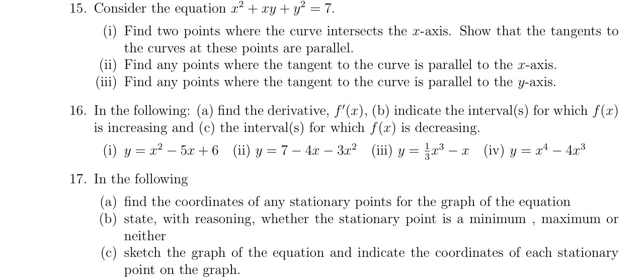Okay, so in this part, we're going to finish off question 15 until the very end of your tutorial sheet 8. So this is an implicit case. They are saying, find 2 points where the curve intersects the x-axis. Show that the tangents to the curves at these points are parallel. So we need to find 2 points where the curve intersects the x-axis.